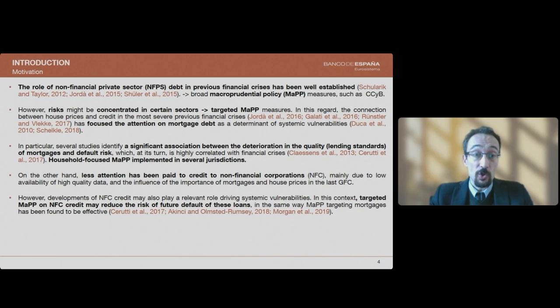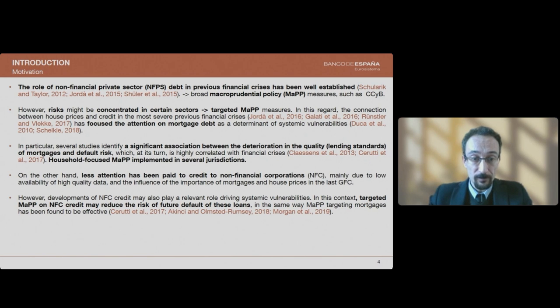The literature has already shown that there is a significant association between the deterioration in credit quality in mortgages and default. And by now, a number of jurisdictions, in particular in Europe, are already applying household-focused macroprudential policies. However, less attention has been paid to credit to non-financial corporations. In this work, we explore whether targeted macroprudential policies focusing on non-financial corporations can also be effective in reducing the risk of future default of this type of loans, in the same way that they are currently being used for households.